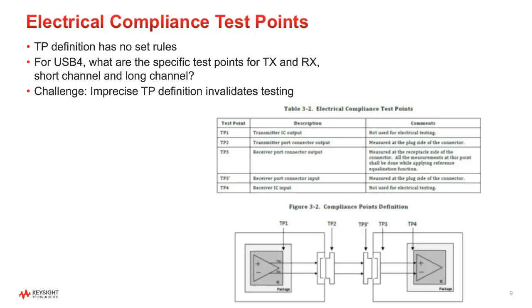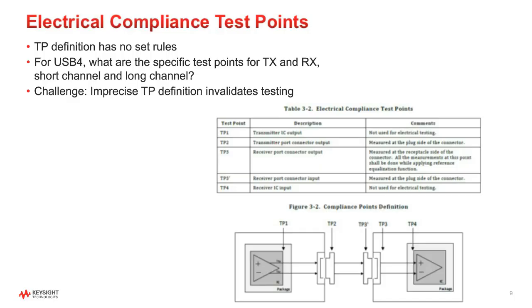Next chart here. The test points that matter are called TP2 and TP3, and the diagram could be a little confusing about what it really means, but the words really matter. So TP2 is a short channel for TX, and TP3 is a long channel, which includes the RX equalization. So it may not be clear from the schematic, but the words are very clear about what you should do for defining the test points.